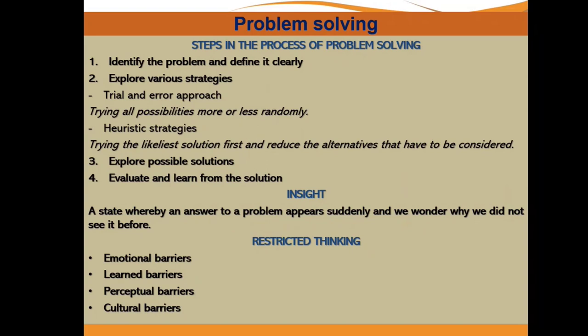Sometimes we find ourselves in a situation whereby we try to solve certain issues, but it's difficult to solve them due to these aspects: emotional barrier, learned barrier, perceptual barrier, and cultural barrier. We get stuck to these forms of barriers. Let's start with barrier number one, emotional barrier. Sometimes we are unable to solve problems because our emotions get in the way of our thinking clearly.